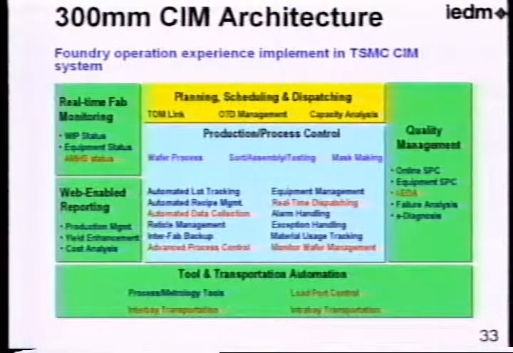Like I mentioned before, this is the brain of the CIM. The planning, scheduling, and dispatching is now all written in the system, in the algorithm. And then we can link to the total order management. That means we can manage our on-time delivery and analyze our capacity more accurately.